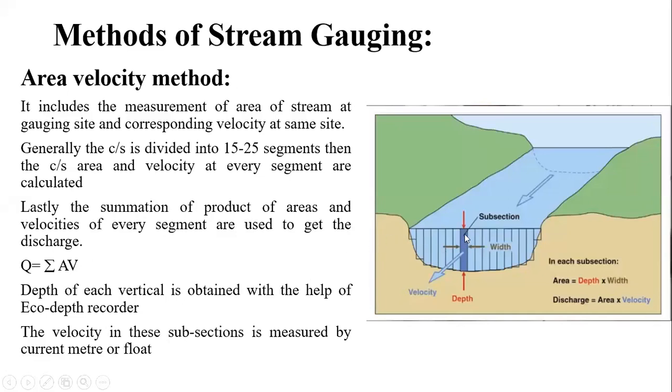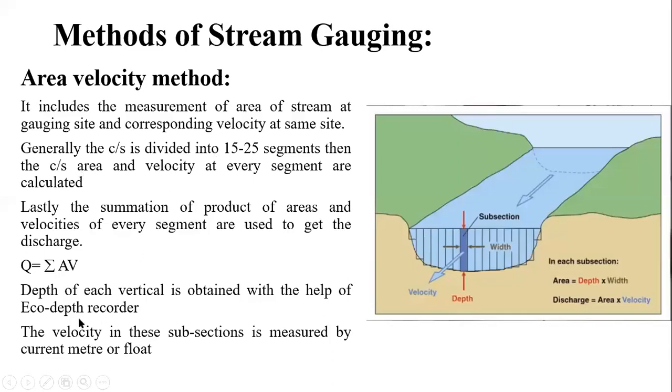Means either current meters will be used, which will be placed at different depths, or floats will be used, and by using them the velocity of each and every strip or section will be measured, and that will be used for calculating the total discharge. This is about the area velocity method.